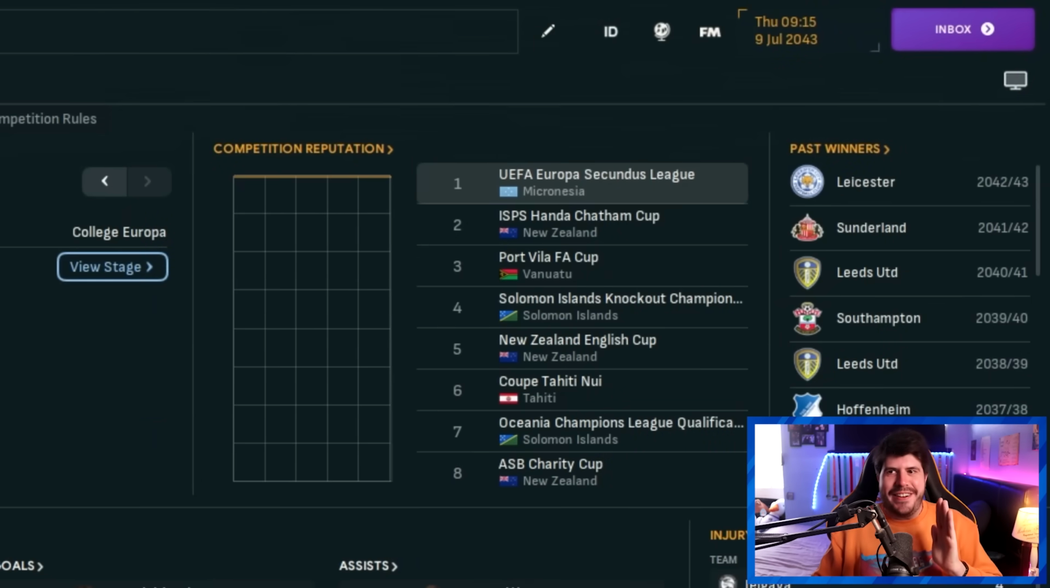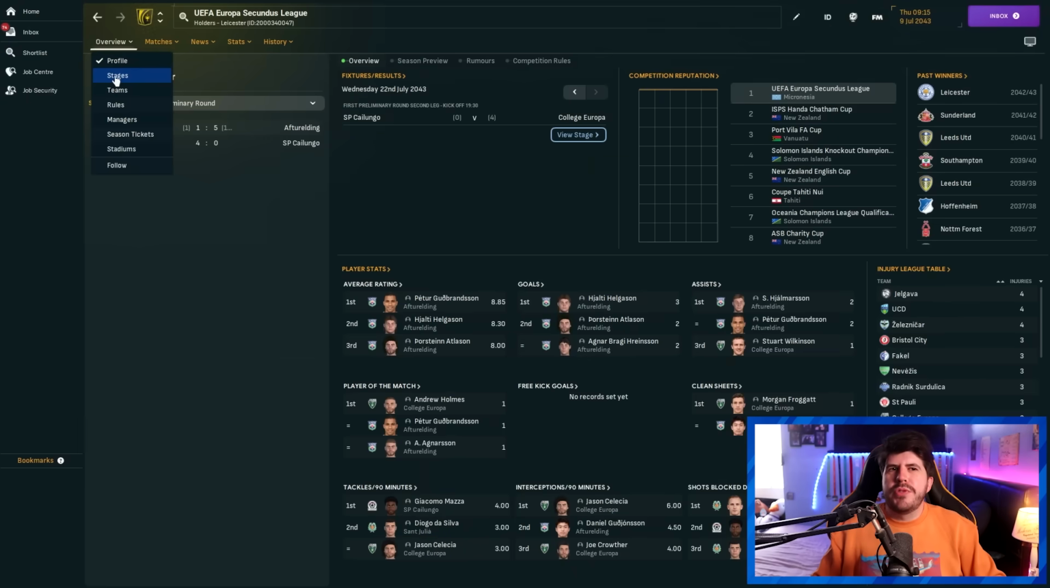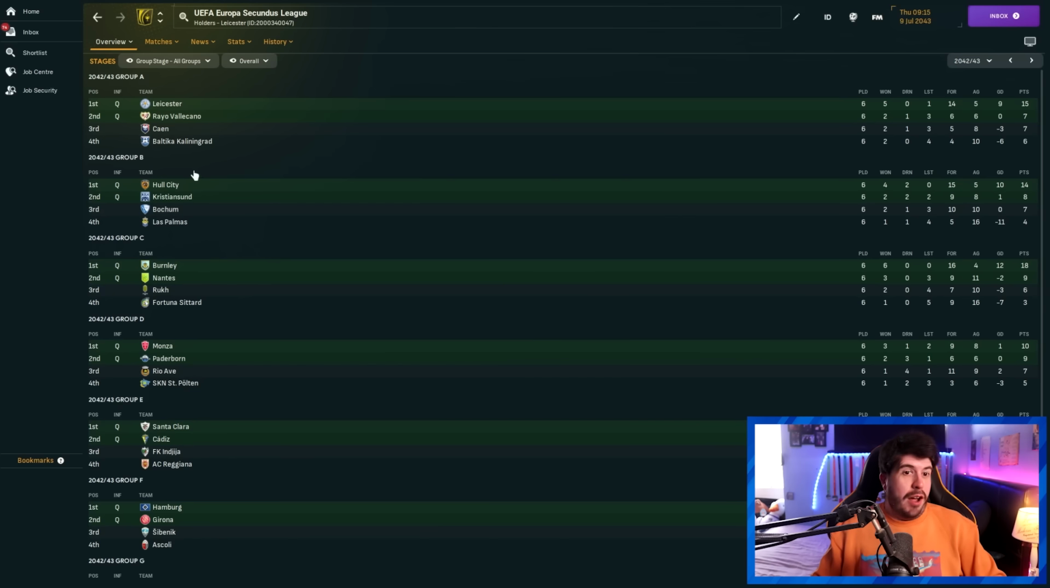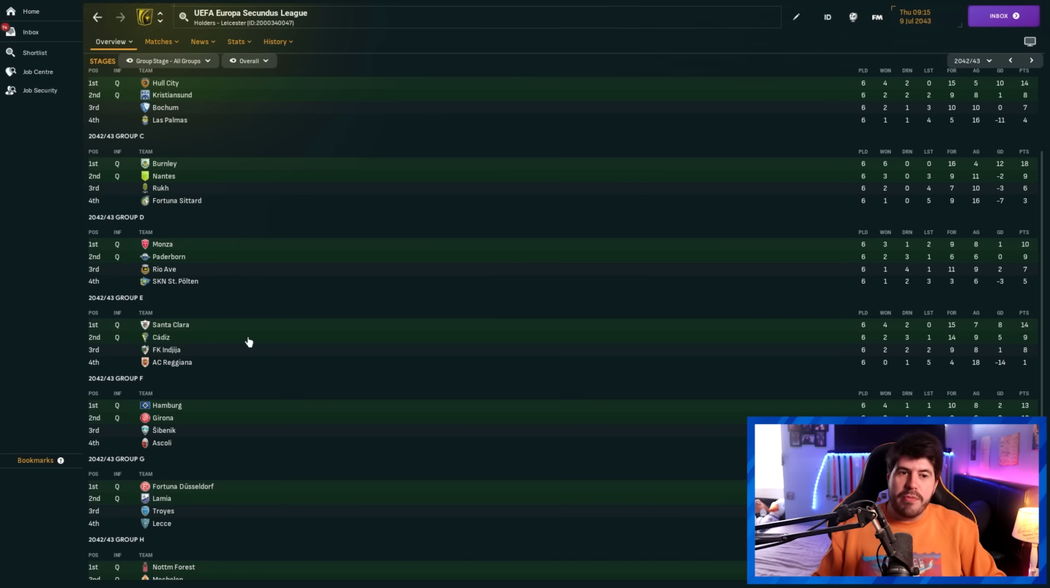I'm sensing a pattern here. I guess the best thing to do would just be to have a look at the group stage for last season, just to see if there was any strangeness. So Leicester and Rayo Vallecano. Leicester just cannot get out. Hull City in there as well, with Burnley this time around, who did win every single game. So there's that. Monza up in there with Paderborn, Rayo.